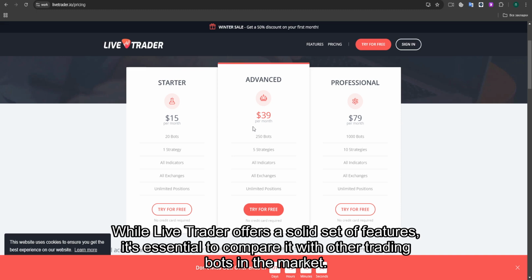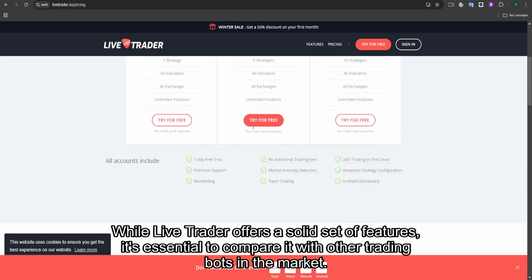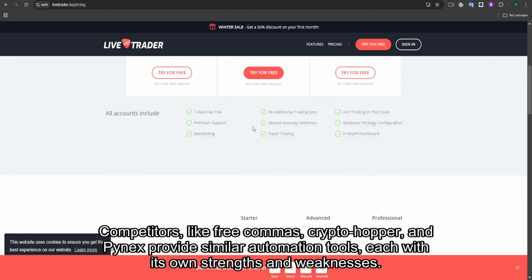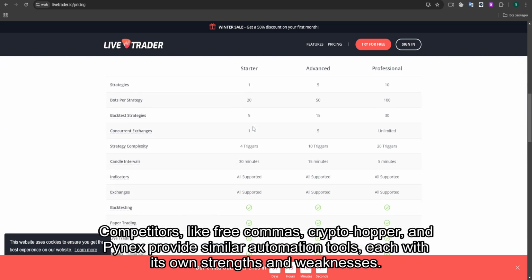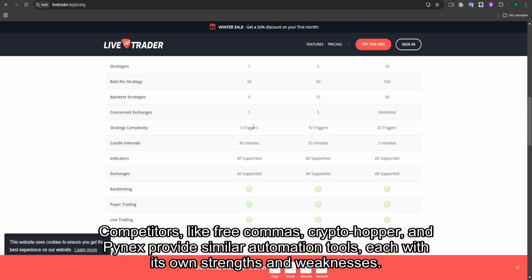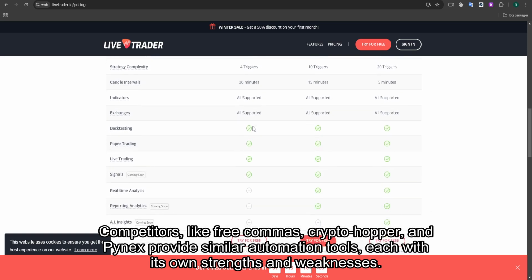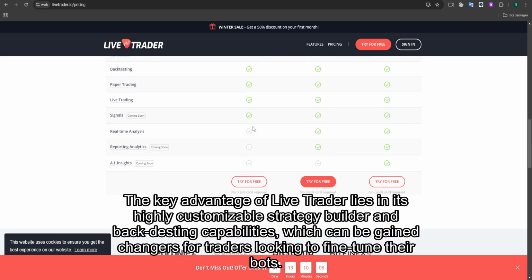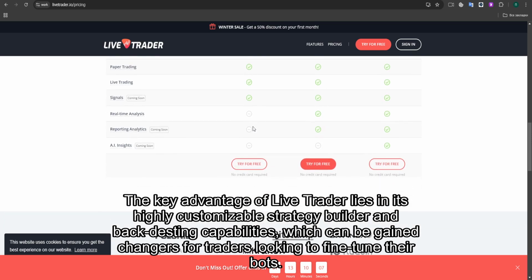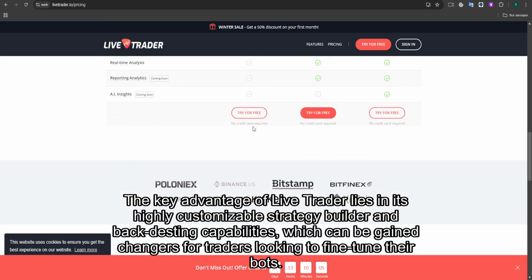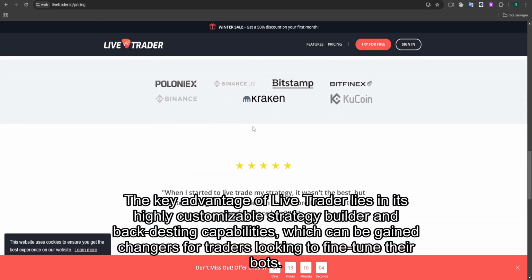While LiveTrader offers a solid set of features, it's essential to compare it with other trading bots in the market. Competitors like 3Commas, CryptoHopper, and Pionex provide similar automation tools, each with its own strengths and weaknesses. The key advantage of LiveTrader lies in its highly customizable strategy builder and backtesting capabilities, which can be game changers for traders looking to fine-tune their bots.